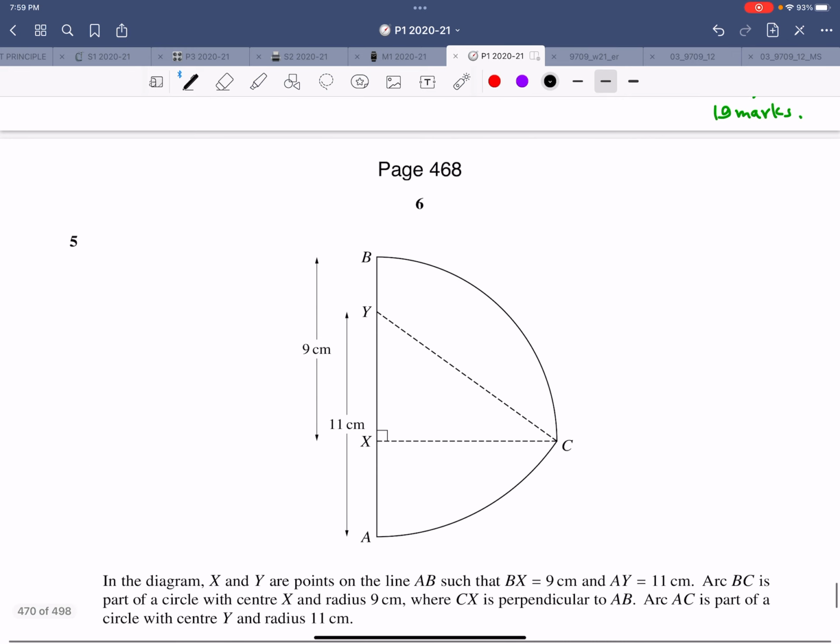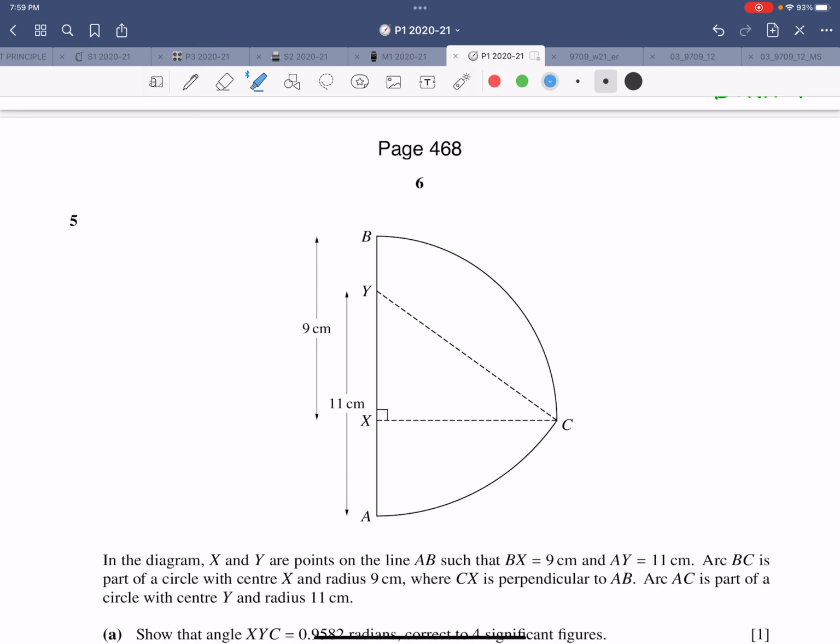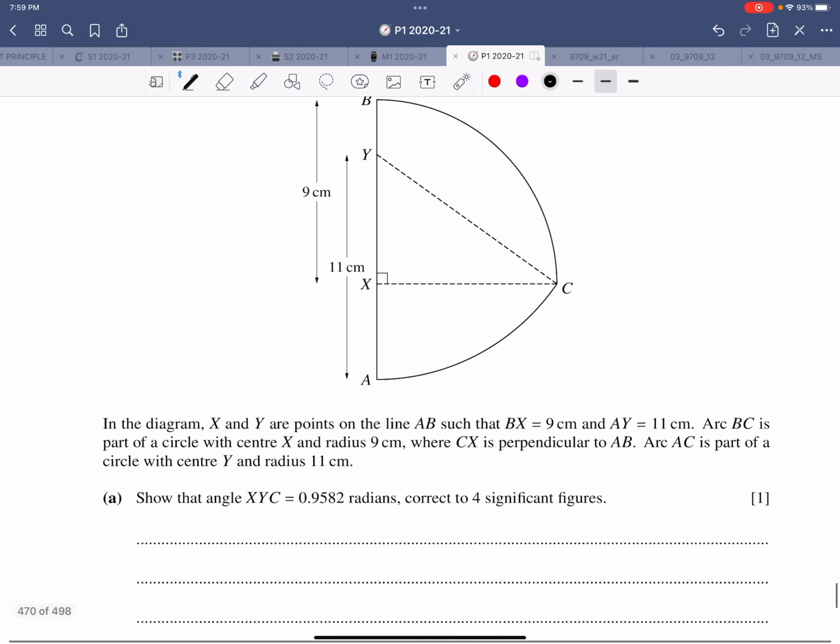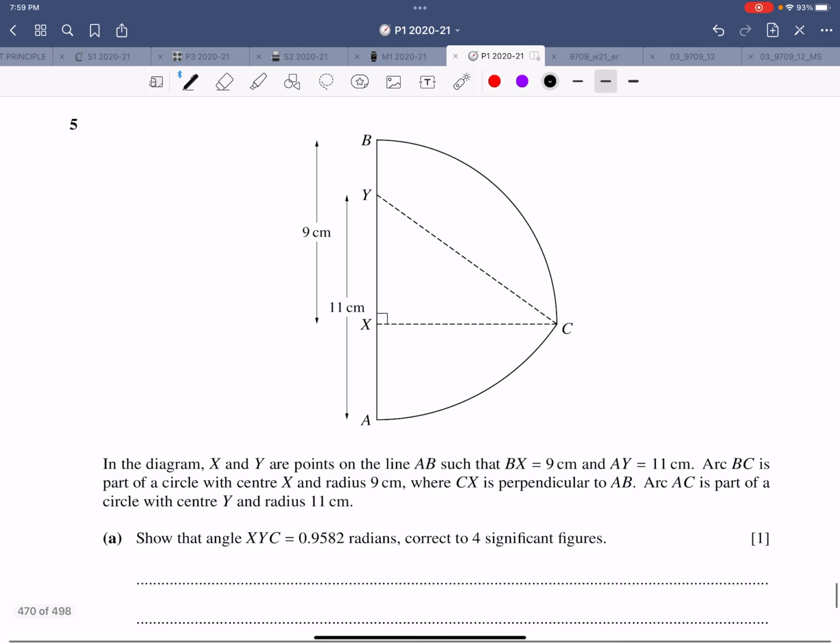Question number 5. What is this question all about? You can see it for yourself. That is the question of circular measure. Now the diagram looks weird. It says X and Y are points on the line AB such that BX equals 9. So let me do some color coding. So there is a green line, BX equals 9. And since arc AY is 11 and AY is 11, I'm not labeling that.